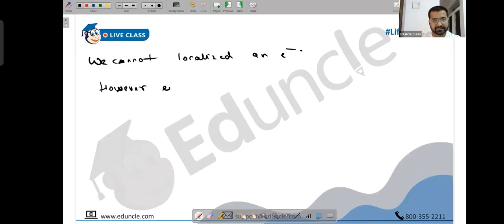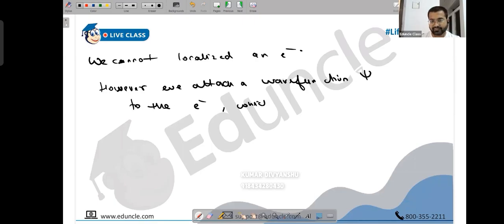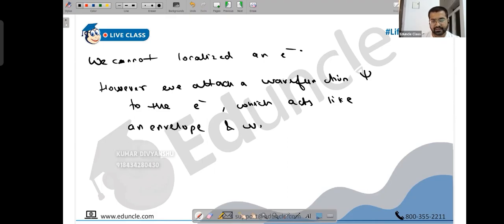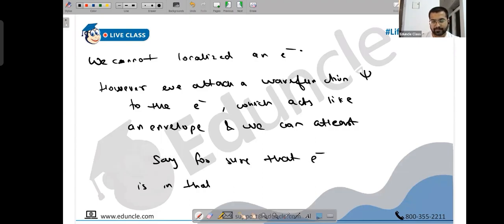Similarly, you cannot localize an electron, but you can attach an envelope to it, which we call a matter wave. We can attach a wave to the electron, and that wave will give me a region within which the electron will be localized. However, you can say we attach a wave function psi to the electron, which acts like an envelope, and we can at least say for sure that the electron is in that envelope. So that is basically the electronic cloud.